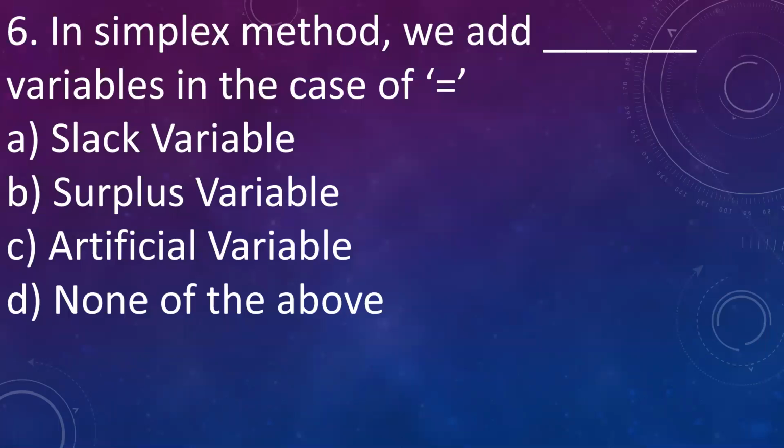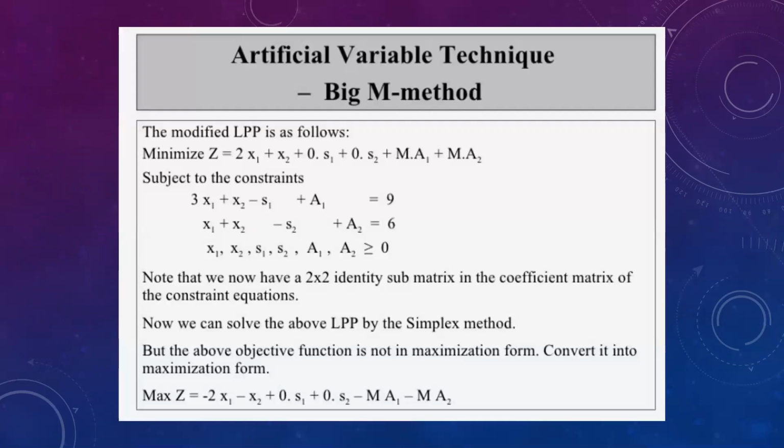Next question: in the simplex method, we add dash variable in case of equal to. A slack variable, B surplus variable, C artificial variable, D none of the above. Answer: when we convert it into an equal to situation, we add artificial variables. In the artificial variable technique, also called the big M method, we assign a big penalty to artificial variables. So the modified LPP is as follows: minimize z = 2x1 + 2x2 + 0s1 + 0s2 + Ma1 + Ma2. Now here it is a minimization problem, so we have given the plus sign, whereas in maximization we would have given minus M.